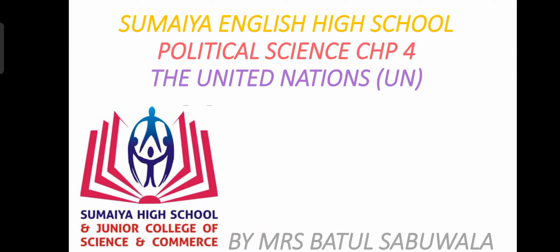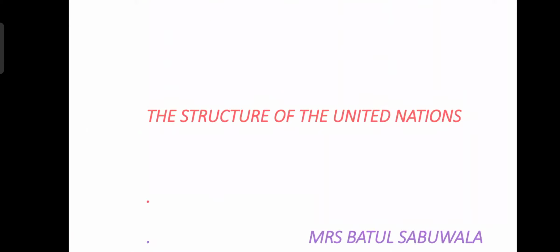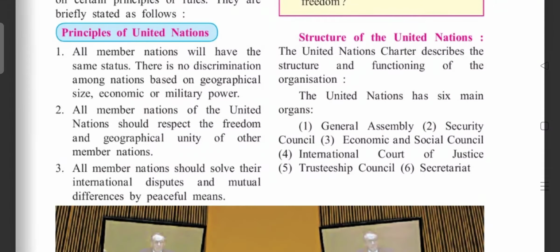Students, in the previous video, we had seen about the United Nations, its background, the chronology of the establishment of the United Nations, the objectives of the United Nations, and the principles of the United Nations. Today, what we are going to see is the structure of the United Nations. Students, come to your textbook page number 78. The structure of the United Nations.